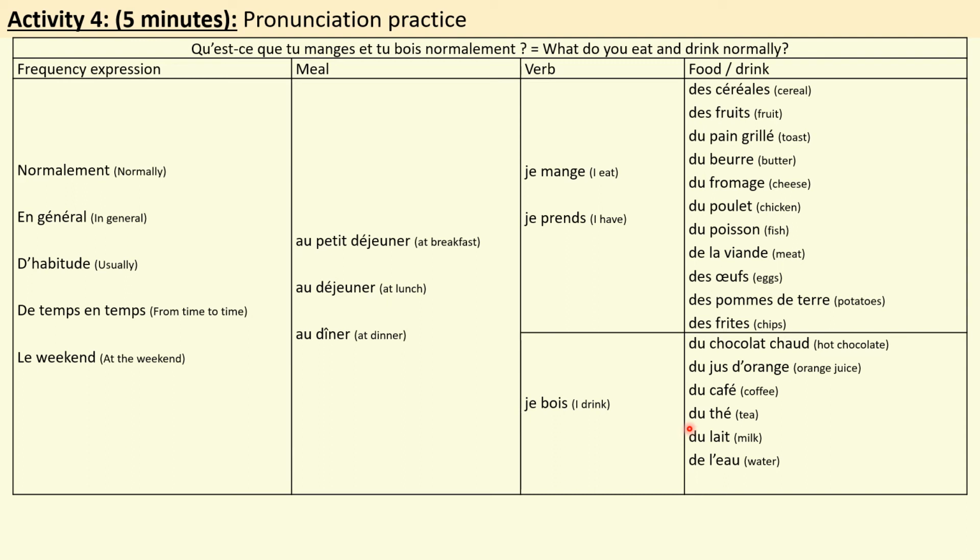Let's do tea. Écoutez et répétez. Du thé. Du thé. It's not a th, it's just a T sound. You don't sound the H. Écoutez et répétez. Du lait. Du lait. Good. That's milk and then water we've had before. De l'eau. Again, de l'eau. Well done. Let's make a couple of sentences using the pronunciation practice sentence builder grid.